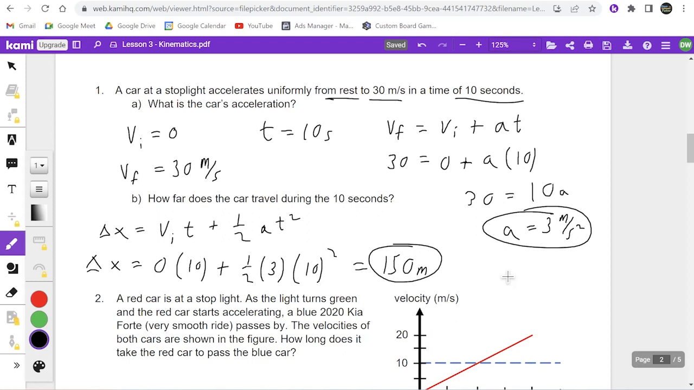And I know those are technically two different things, distance traveled and displacement, as we talked about in week one. But in this case, they're the same. Why? Because we're moving in a straight line. How do I know it's a straight line? Because the very first sentence, the car accelerates uniformly. Accelerates uniformly means constant acceleration, which means we must be going in a straight line. Any questions?